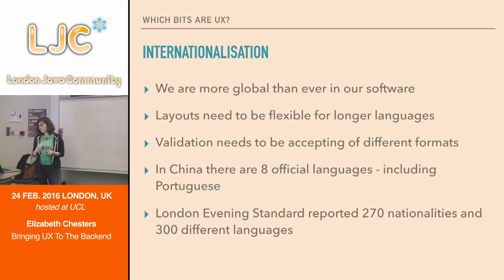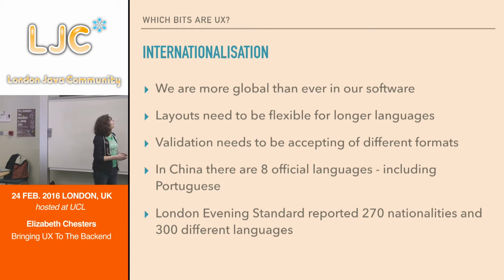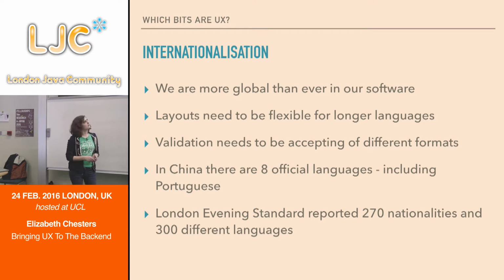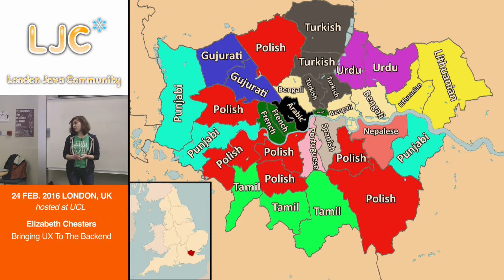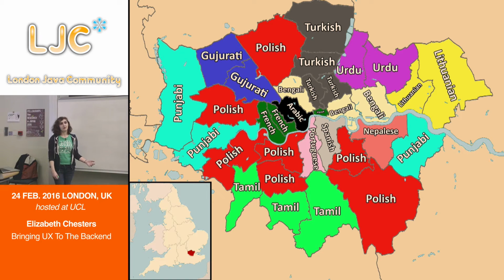Anyway, going back to the London thing again, we have 270 nationalities according to the London Evening Standard, and 300 different languages in London alone. That on a map is absolutely mental. So you can see the experience again is not going to be cross-culture or cross-platform. So it is quite important that we take this into account.